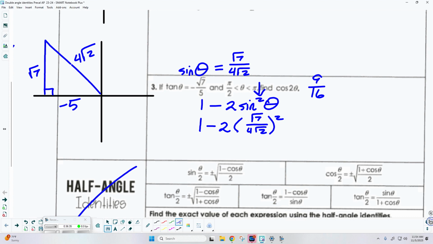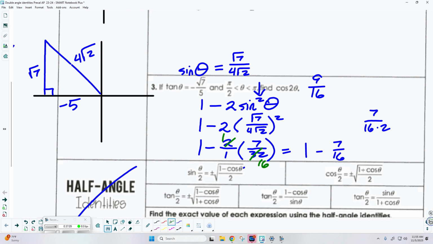Okay, let's run through it. So 1 minus, let's put the 2 over 1. The square root of 7 squared, that's just 7. 4 squared is going to give me a 16 times square root of 2 squared is just another 2. So it looks like I'm getting 7/32. And then I can simplify here, 2 and 16. So it looks like I have 1 minus 7/16. So we'll do just like we did before, common denominator, 16/16 minus 7/16. There we go.